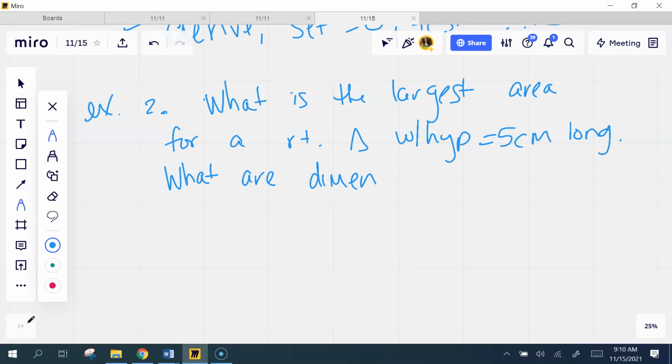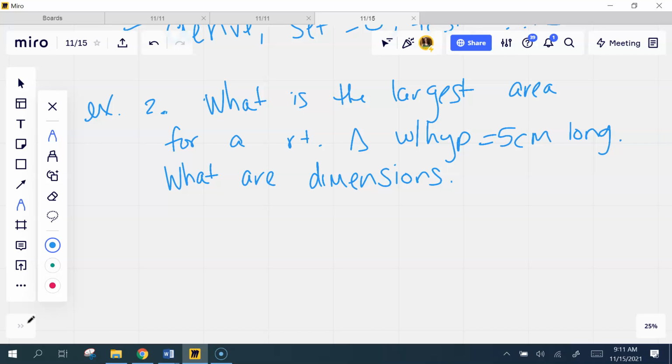Rate of change. This is straight from, you don't have to copy it down if you don't want to. I just wrote it down to reference. What is the largest area for a right triangle with a hypotenuse 5 centimeters long, and what are the dimensions? That is a thing, but not necessarily. You'd have to know that one of the other sides was.